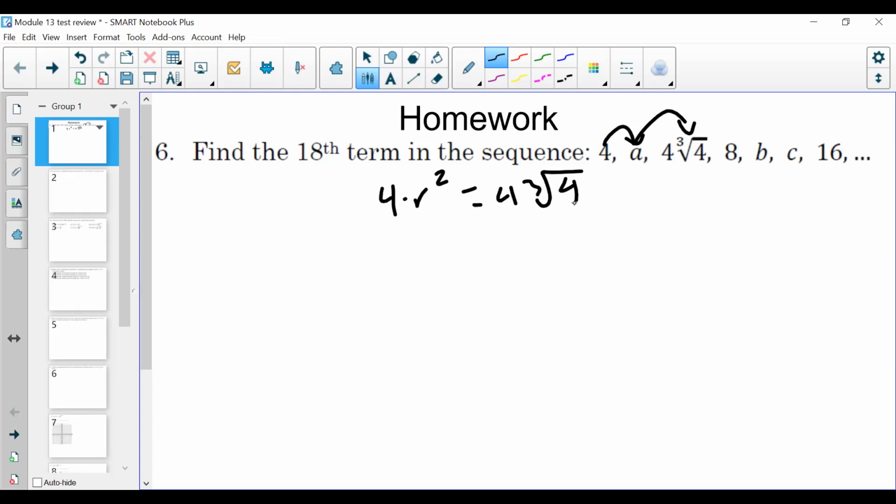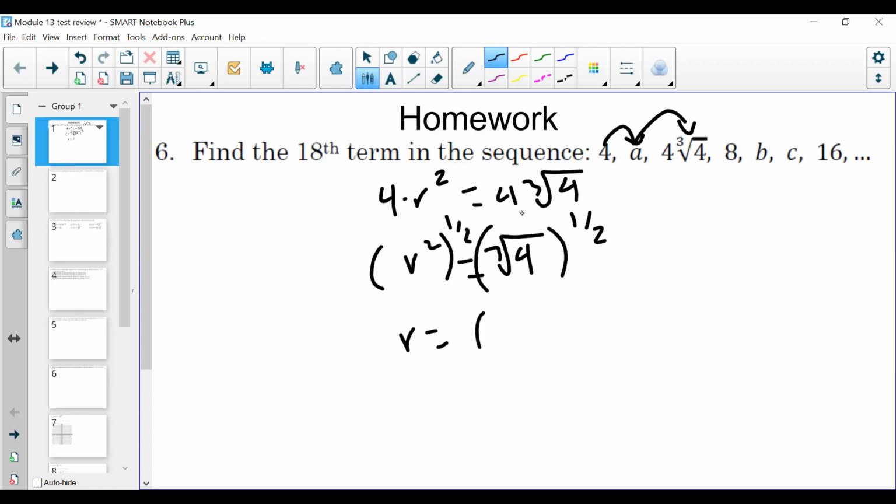So to solve for R, I'm just going to isolate it. So I can divide by 4 on both sides. I get that R squared equals the cube root of 4. Then I can take the square root of both sides, or I can say I raise it to the 1/2. So R, because 2 times 1/2 is just 1, equals 4 to the 1/3.